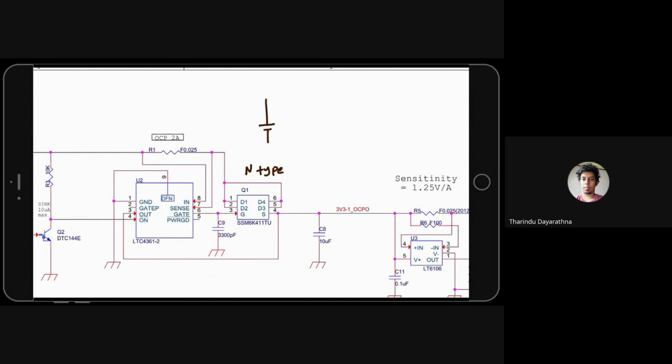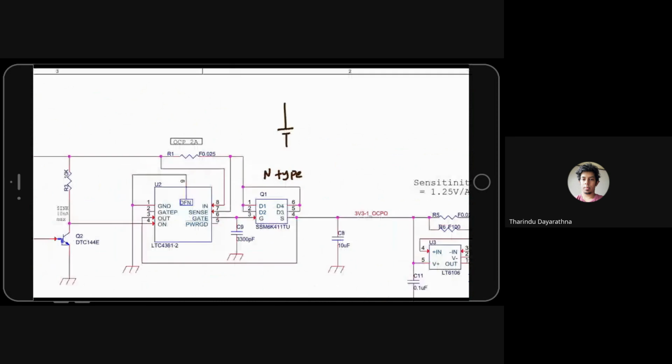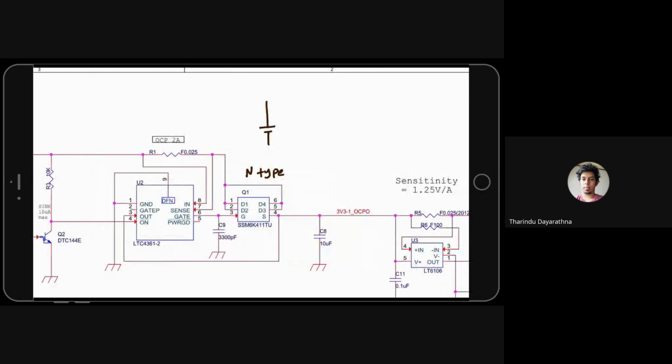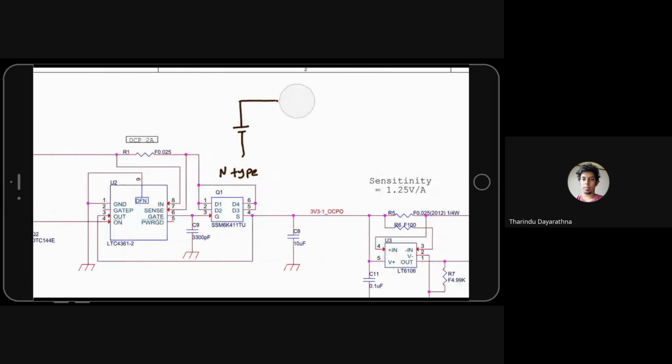So then our power comes in this direction, okay? That power goes to this shunt resistor and it goes to this MOSFET and current will exit from here, okay? This is how it happens. So we have a very small shunt resistor, this 0.025. Okay, let's forget about the shunt resistor case, okay? I need to explain that one again.